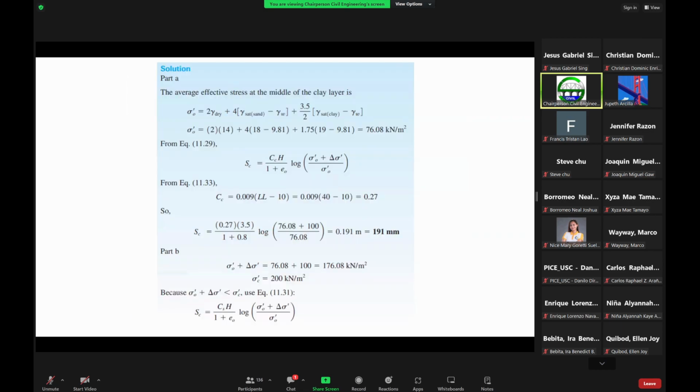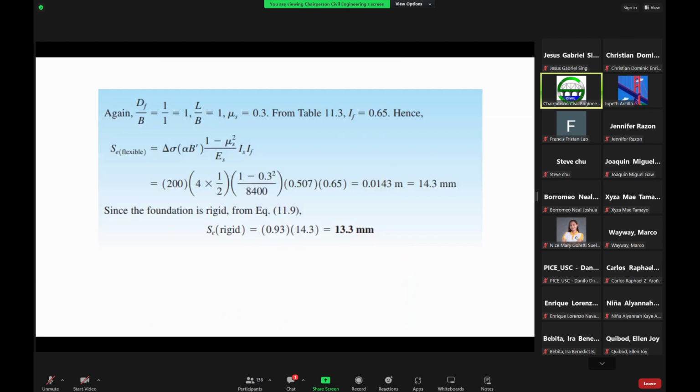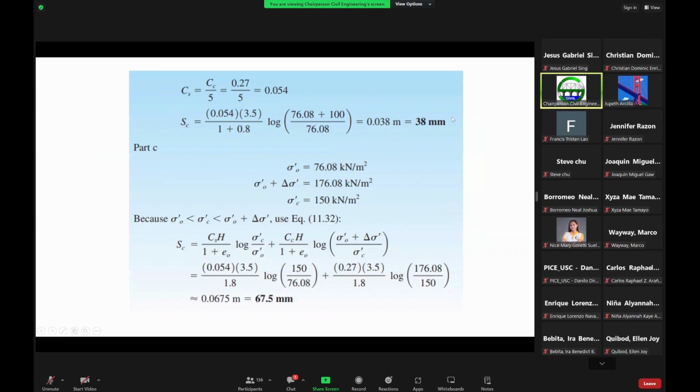So that means if I want to get the total settlement, then, if there is no secondary consolidation settlement, my total settlement is equal to the elastic settlement of 13.3 plus the primary consolidation settlement of either 191 millimeters or 38 millimeters or 67.5 millimeters, depending on the specific case condition, no?